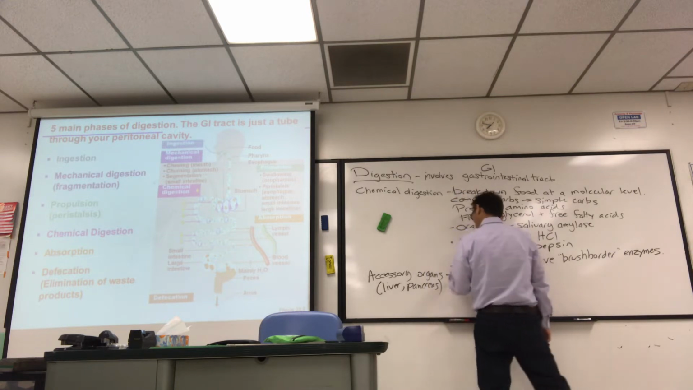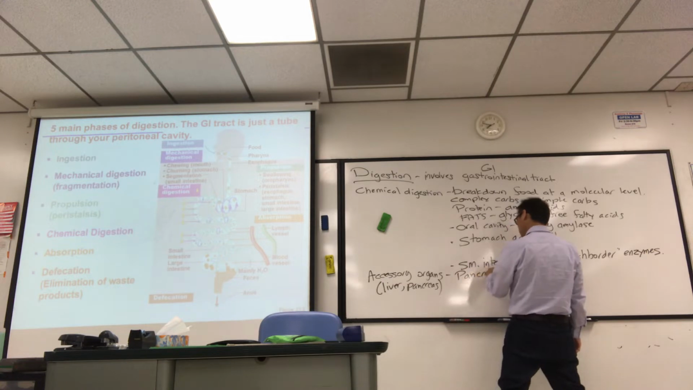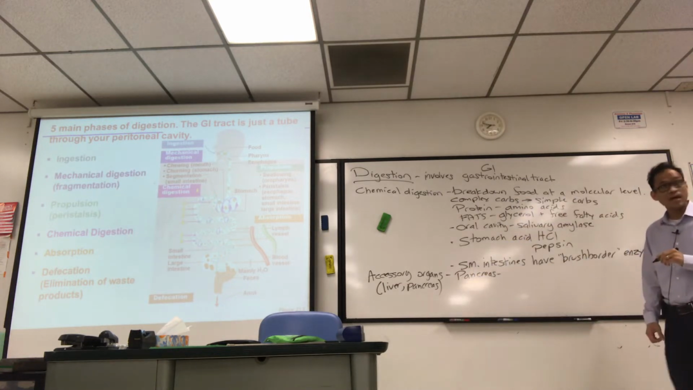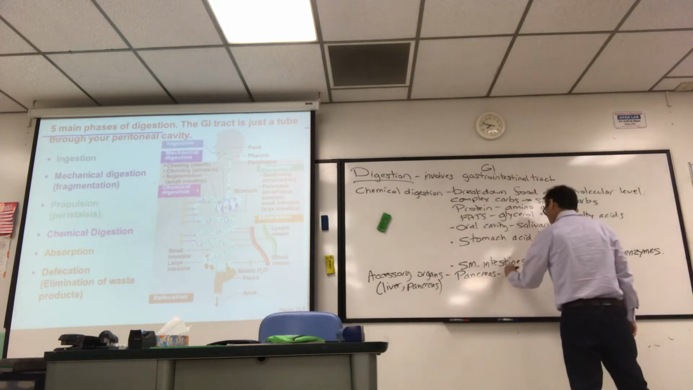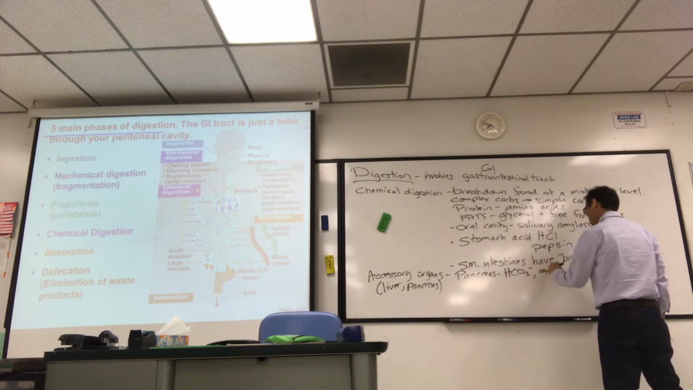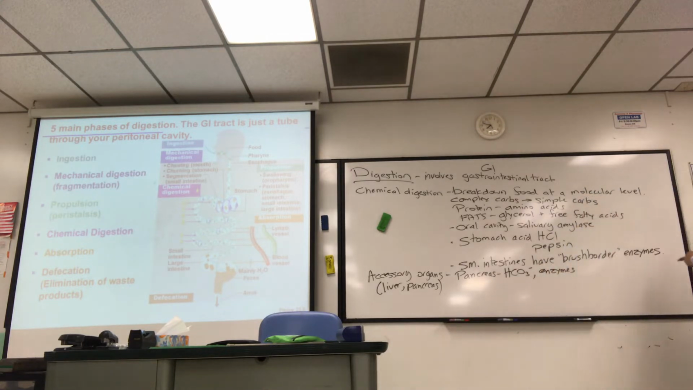The pancreas will secrete a combination of bicarbonate and enzymes. Bicarbonate is HCO3 negative charge. They'll secrete things into the digestive tract at the duodenum.